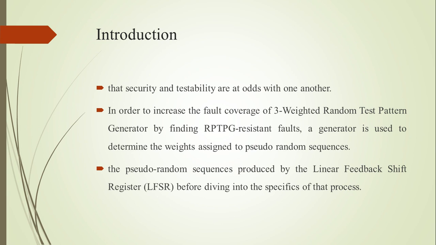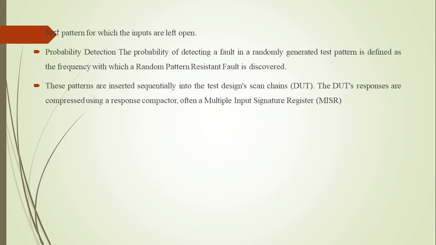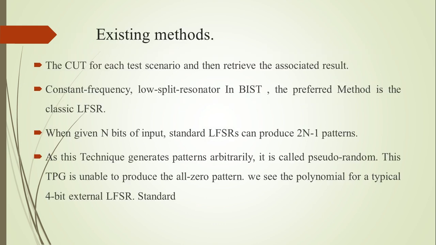Before diving into the specifics of that process, what is probability of detection? The probability of detecting a fault in a randomly generated test pattern is defined as the frequency with which a random pattern resistant fault is discovered. These patterns are inserted sequentially into the scan chains of the DUT, which is the design under test. The DUT's responses are compressed using a response comparator, a multiple input signature register.